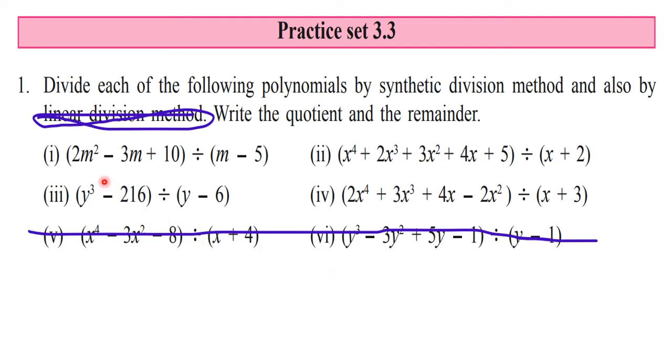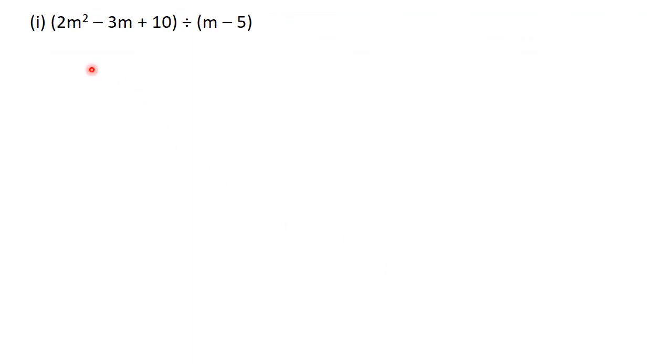Now let us see synthetic division here. So let us solve the first sum here. So the question is 2m square minus 3m plus 10, which is the dividend here, divided by m minus 5, that is our divisor. So first of all, we have to write down the dividend polynomial, that is 2m square minus 3m plus 10. Then you have to write down this dividend polynomial in index form.